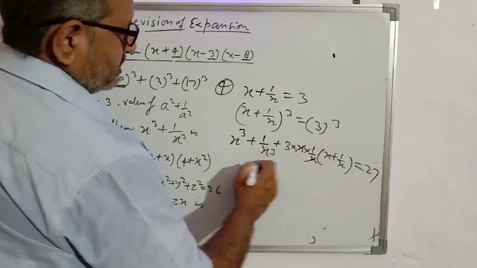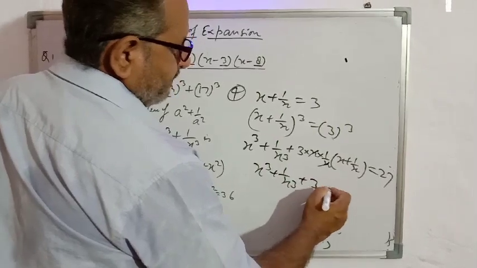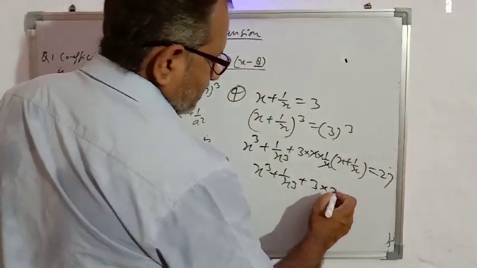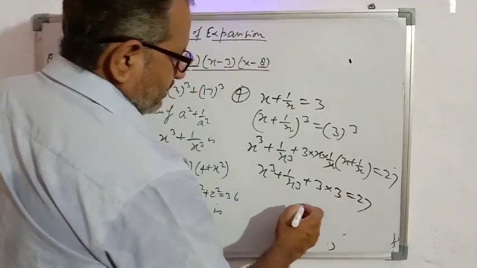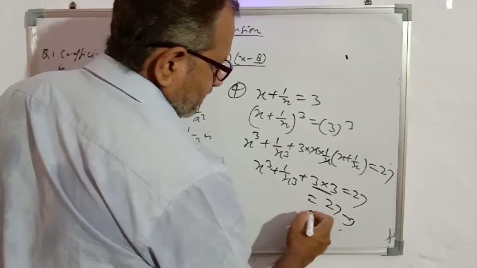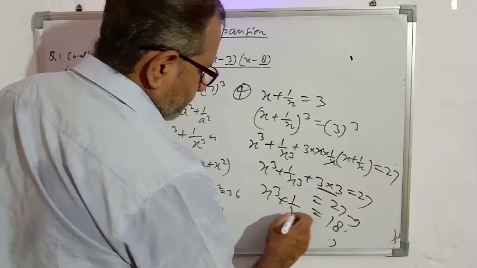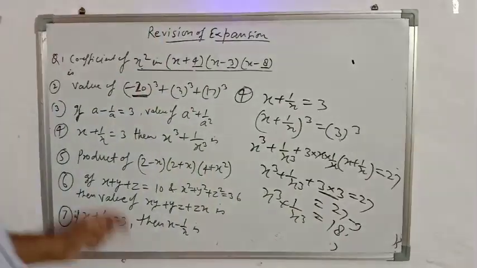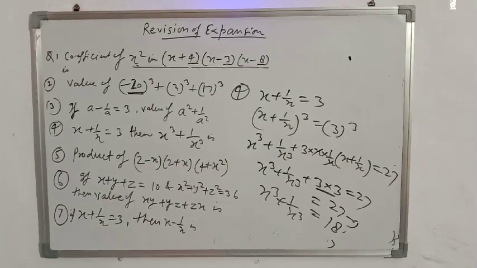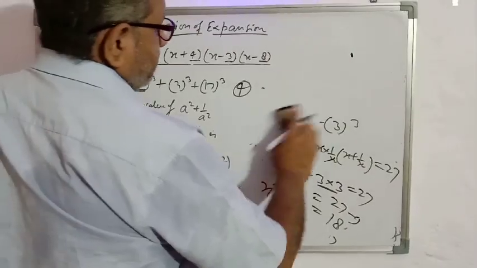X cancels with x. X cube plus 1 upon x cube plus 3. Put the value of x plus 1 by x. It is 3, and 27. So 3 into 3, 9. Transpose to the right side, 27 minus 9. So what is the value of x cube plus 1 upon x cube? 18. So in this way we can find x cube plus 1 upon x cube. Next question, question number 5.